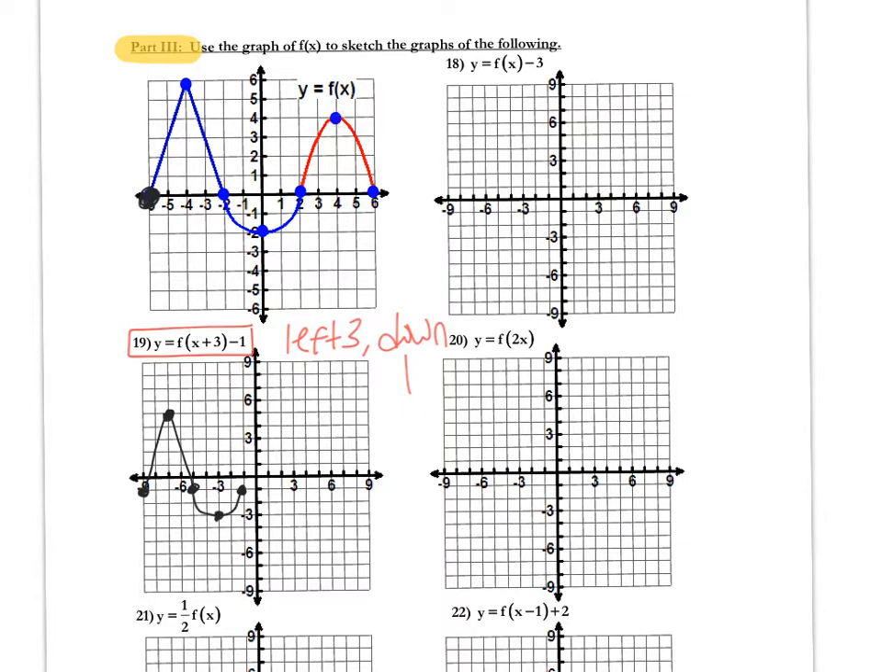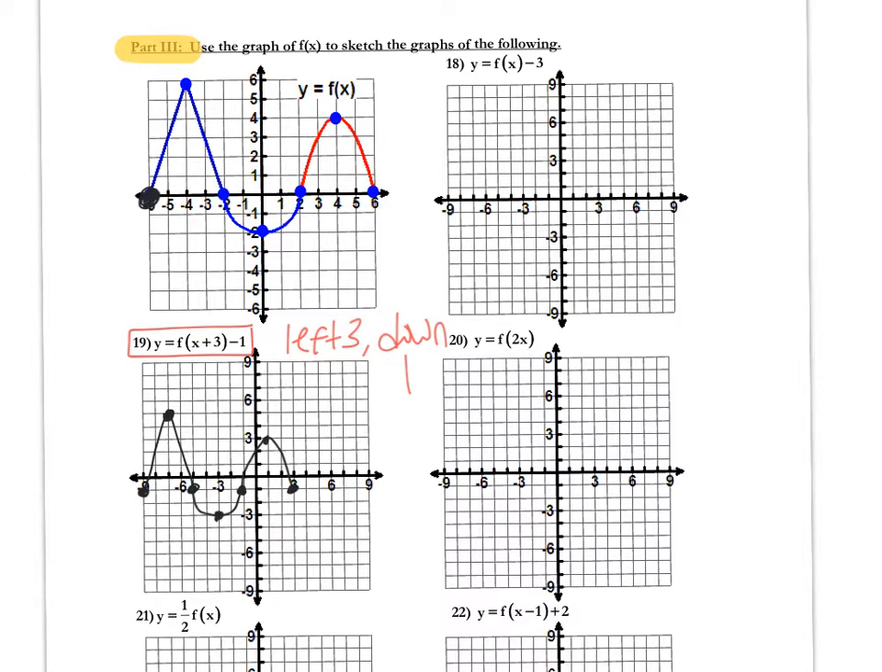This one, move it left 3, 1, 2, 3, down 1. It ends up at 1, 3. So I'm going to put a point at 1, 3. And then last one, this one, left 3, 1, 2, 3, and down 1, it becomes 3, negative 1. So I'm going to put a point there, 3, negative 1. So basically what I have done is I have moved every single one of those points left 3 and down 1.